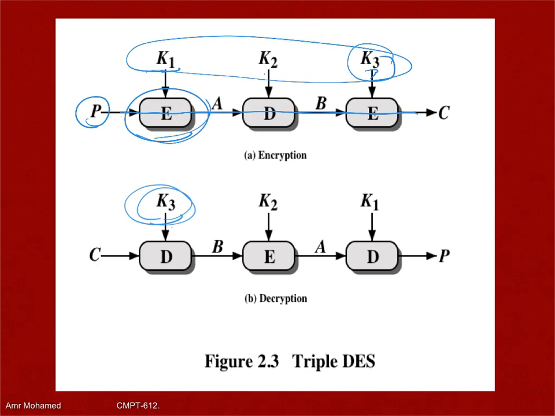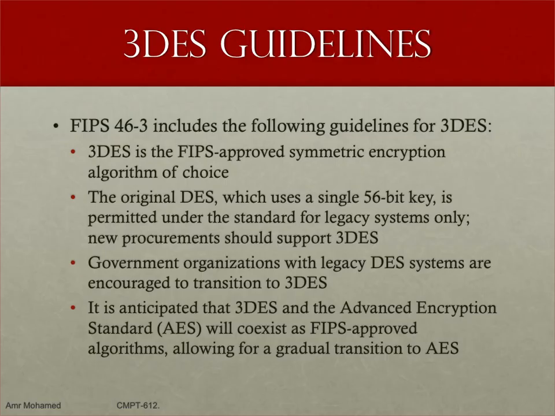The good thing is that each of these is actually a hardware chip, so we can just replicate the chips in a chain-like fashion, and we can manufacture devices quickly. We don't have to change the chip itself, which is good. Triple DES was approved as a symmetric encryption standard by NIST as part of the FIPS 46-3 document.